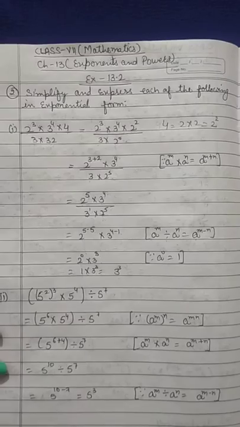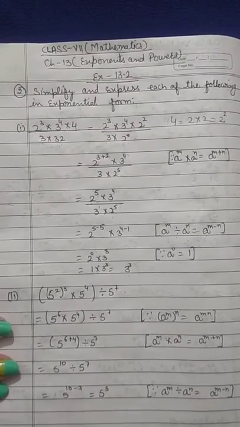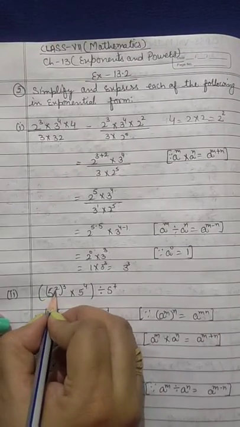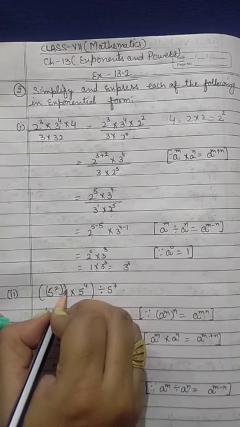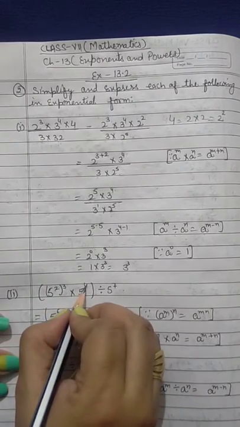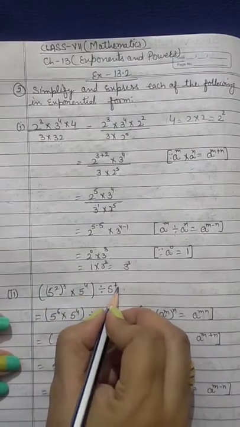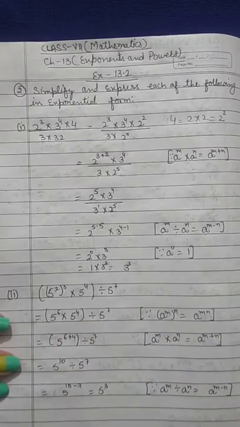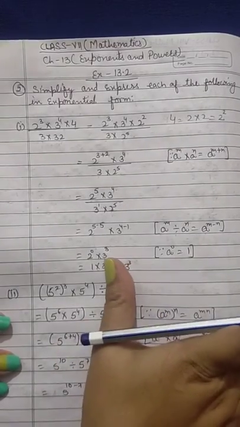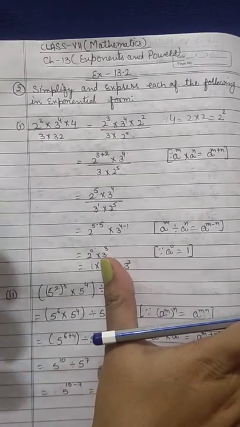See the second part. See what it says here. In the second part we have 5 raised to power 2 in a bracket, and outside the bracket there is power 3. Multiply by 5 raised to power 4, then the division sign and 5 raised to power 7. So first of all, always simplify the numbers which are inside the bracket.